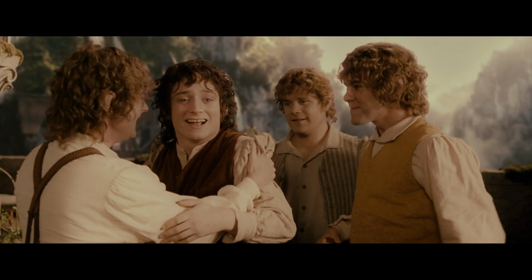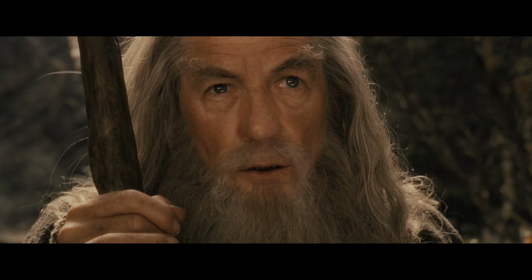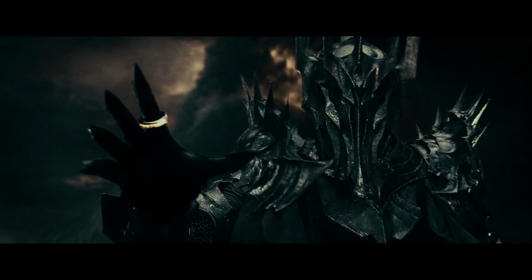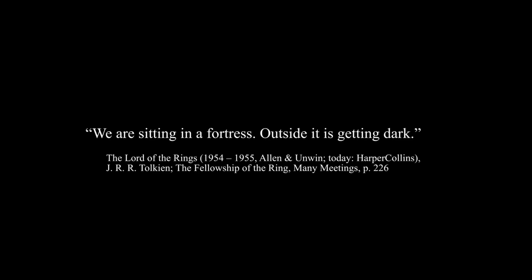Speaking of rings, Pippin says, "Here is our noble cousin, make way for Frodo, Lord of the Ring." Gandalf intervenes and stops him, saying that he should not name the evil here and that the true Lord of the Ring is in Mordor in his dark tower. Tolkien again establishes Sauron as foe so terrible and powerful you should not even say his name aloud or address him indirectly. Gandalf says something very interesting, quote, "We are sitting in a fortress. Outside it is getting dark."